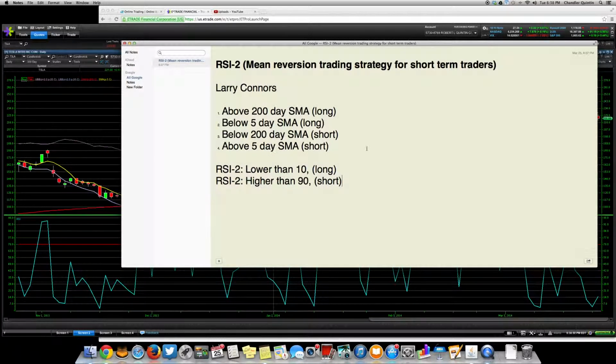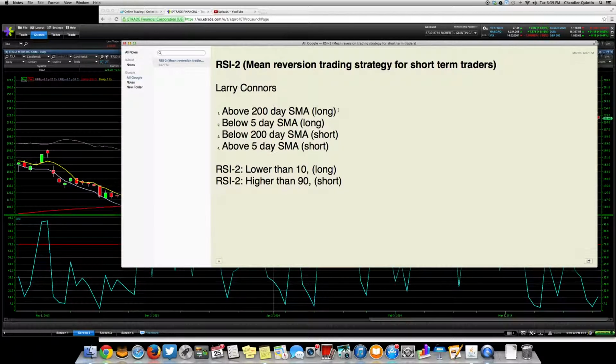This is by Larry Connors, and the RSI2 strategy is a mean reversion trading strategy for short-term traders. So if you are long or short and you want to go more than a day or two, this strategy probably is not for you. It's more for those quick moves. There are a couple of main things you need to know. There are tons of great videos out there on RSI2, but I'll give you the basics of it.